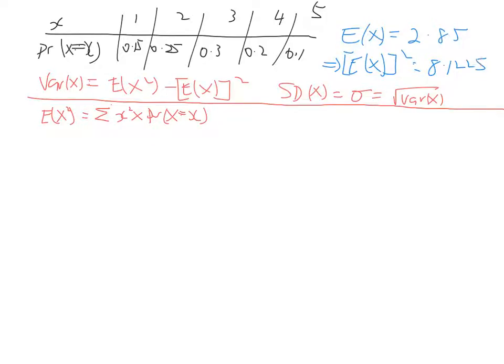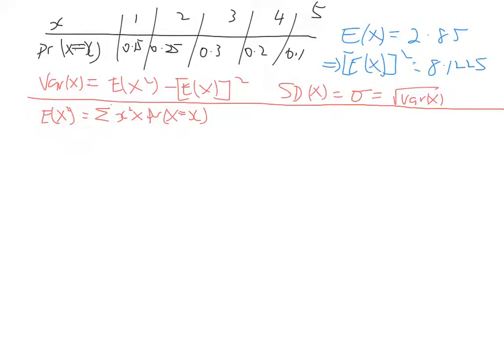So now to find the variance, we need to subtract this from E of X squared. Now to do that, it's almost exactly the same as finding the expected value, except we are squaring our value of X before we multiply by its probability. And then to find the standard deviation, we find the square root of the variance.